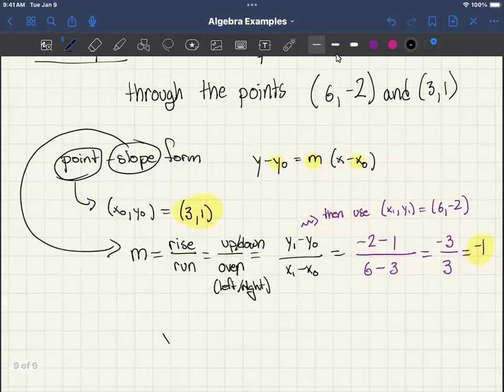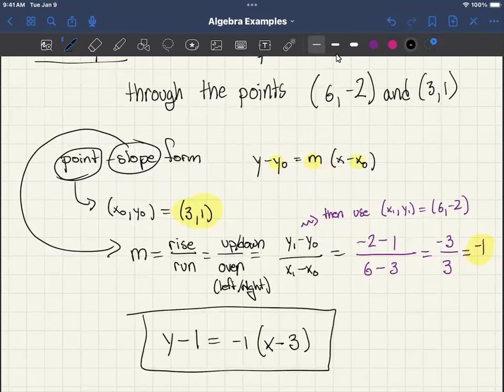So we are going to start off with y minus, and where we see the y naught, we're going to plug in a 1. Where we see an m, we're going to put a negative 1. And where we see an x naught, we're going to plug in a 3. So there is our final equation that goes through those two points.